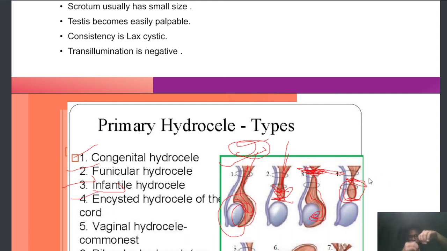So basically you have the testis right here and your processus vaginalis is coming right down. It is just coming and stopping right here, and because of the constriction right here, there is accumulation of fluid just below that part, and now it starts to look like a cyst. Basically it's not a cyst, it's a hydrocele, but since it looks like a cyst, it is known as encysted hydrocele.